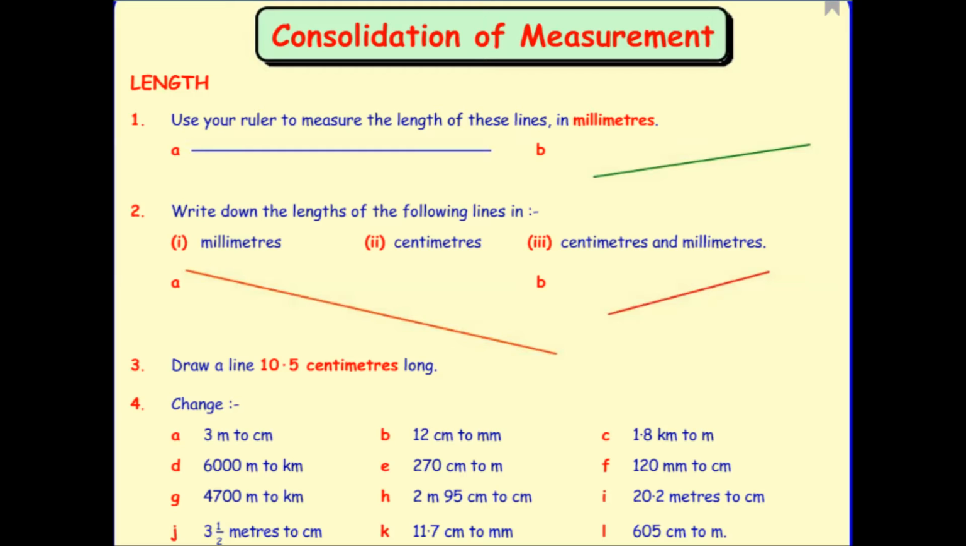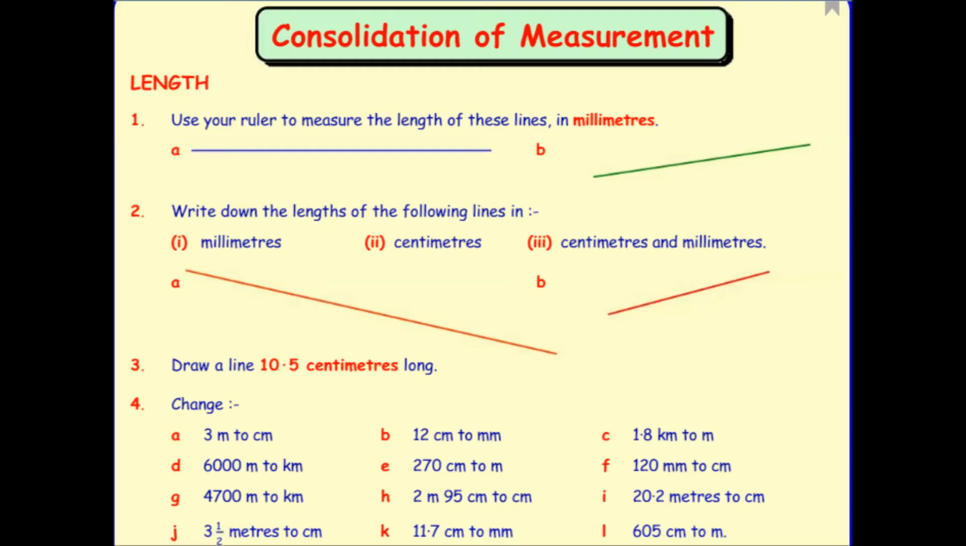Okay, so 1 and 2 you're measuring, 3 you're drawing your own line, and I'm not gonna be able to measure it to mark, so I'm just gonna have to trust your judgment that you've done that one correctly. But nevertheless, I would like to see the line drawn on your page. Okay, so 4 is about changing measurements from meters to kilometers to centimeters to millimeters and so on.